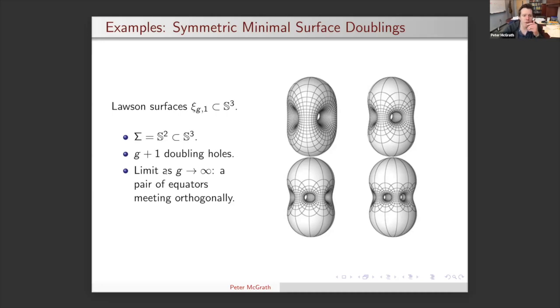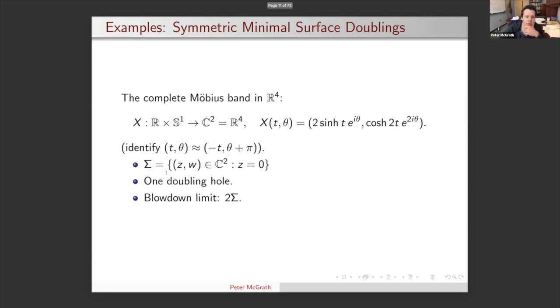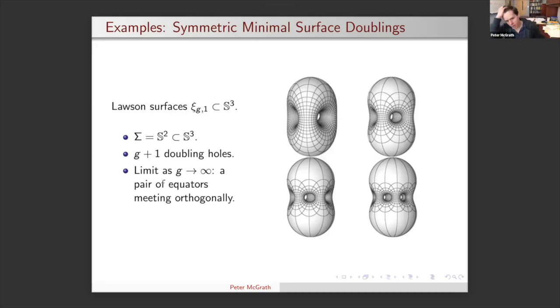And the limit as g goes to infinity, there's a nice limit, and in analogy to the Scherk surface example, the limit as the genus goes to infinity is a pair of these equators that meet orthogonally along a singular curve of intersection. So again, just like the Scherk surface, this family of examples could be considered desingularizations as well as doublings. I am not going to be talking about desingularizations at all for the remainder of the talk, but I just want to mention both of those notions, which are in general different, but some surfaces satisfy both.